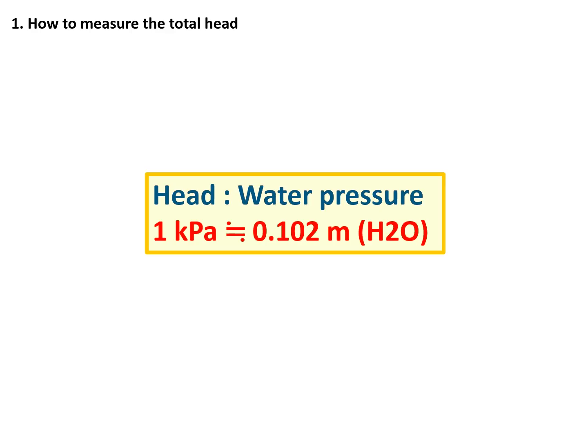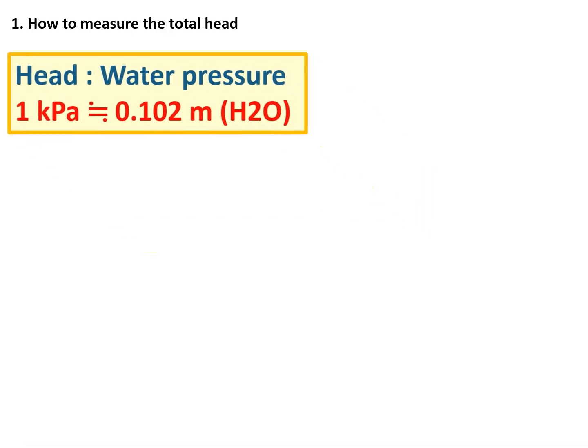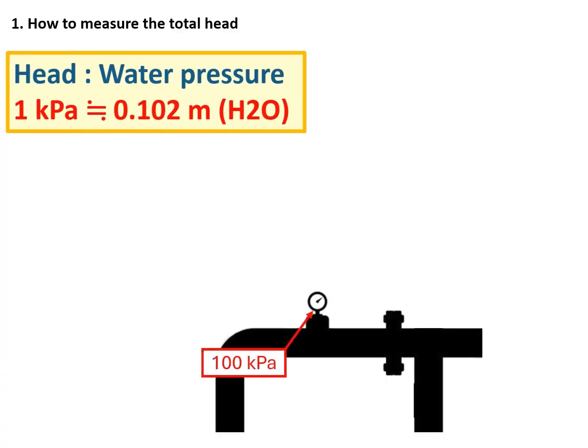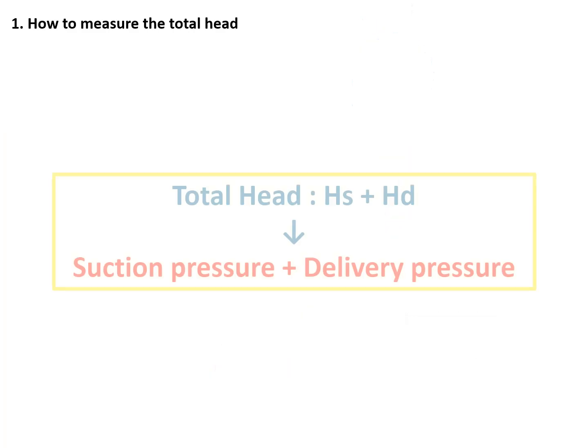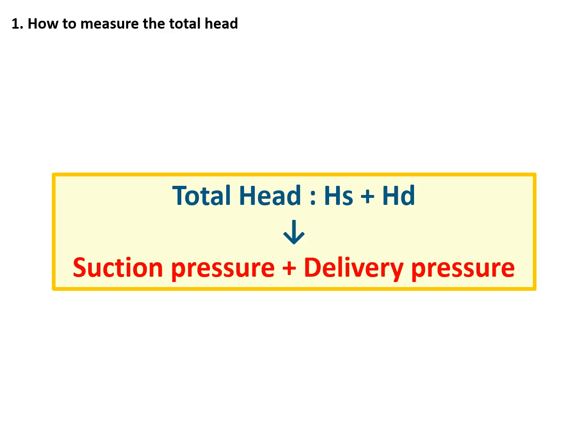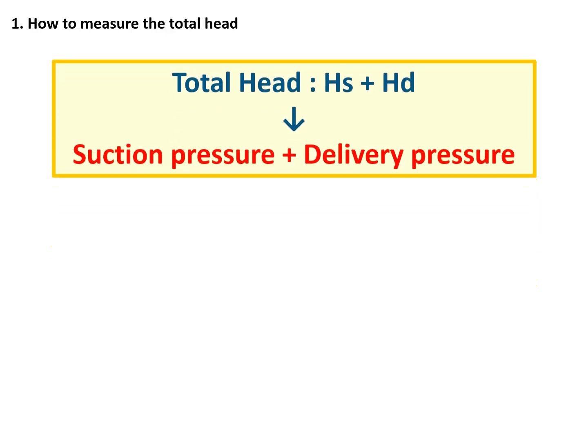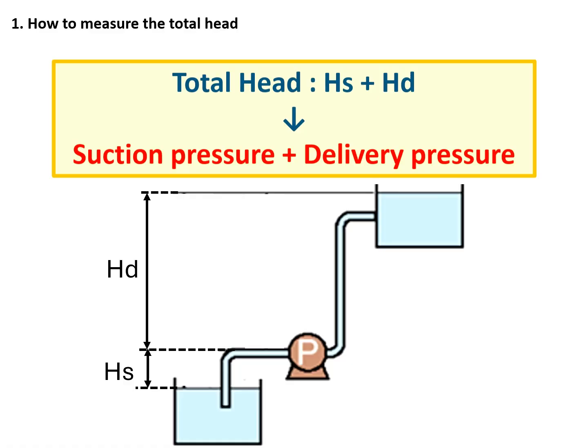The head can be converted between units of height, such as meters, and units of pressure, such as kilopascal, as shown here. 1 kilopascal is nearly equal to 0.102 meters. For example, when the pressure in a water pipe is 100 kilopascal, it corresponds to the force required to lift water to a height of approximately 10.20 meters. When it comes to a pump, the total head means the sum of the pressure of the suction side and the delivery side. These can be checked with a pressure gauge. The total head of a pump is the maximum height that the pump can raise water at a certain flow rate.